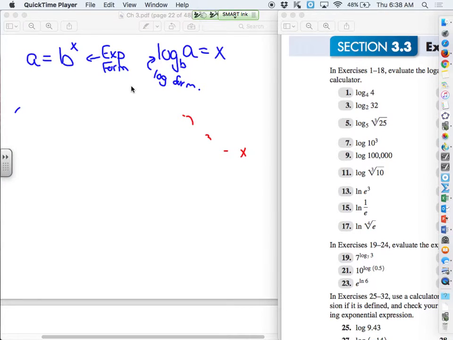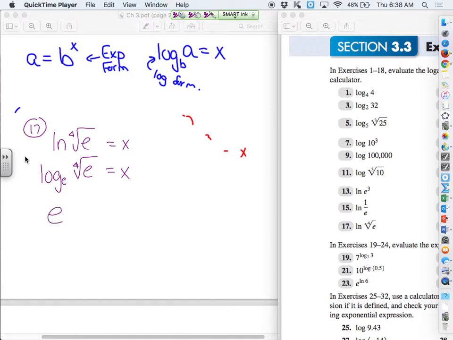Alright, and let's try number 17. So 17, we had ln of the 4th root of e. Again, set it equal to something. We can rewrite ln as log base e. You don't have to do that step there. That's just to emphasize that that's what the base is. That's where that extra e comes from. And then exponential form, base is e, x is the exponent, equals e to the 1/4 power, which is the 4th root. So this is equal to 1/4. So that's the idea in that beginning part.